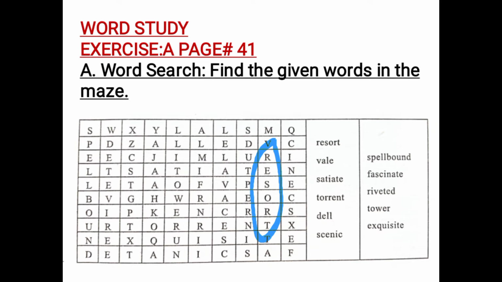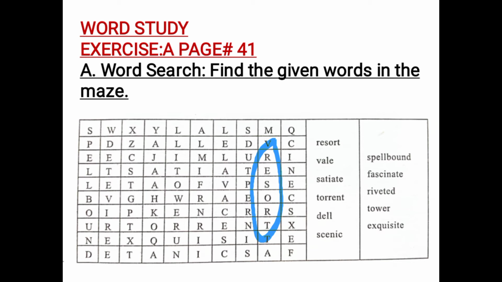For example, the first word was resort, and I have marked the word resort in the maze with the help of a blue marker. You can also find the rest of the words in the maze and then circle them with the help of a pencil.